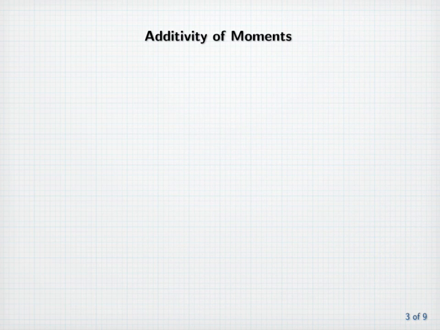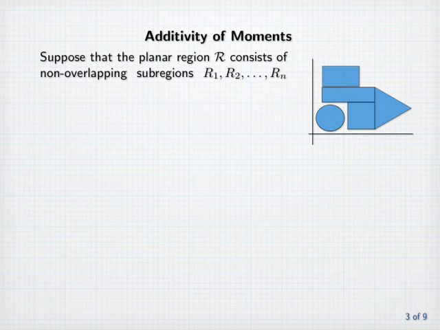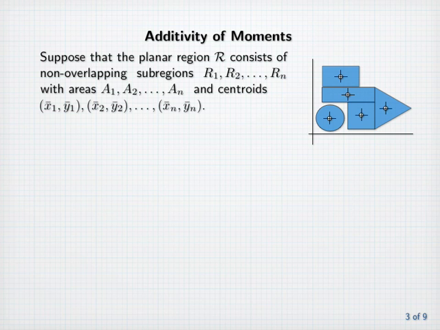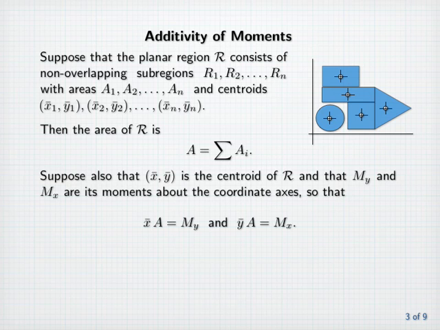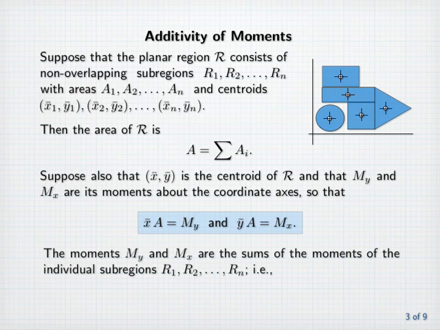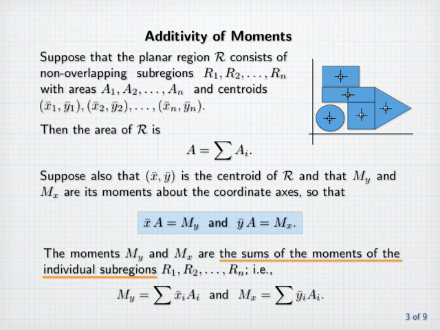Additivity of moments. Suppose that the planar region R consists of non-overlapping subregions R1 through Rn with areas A1 through An and centroids (x bar 1, y bar 1) through (x bar n, y bar n). Of course, the area of R is the sum of the areas of the individual subregions. Suppose also that (x bar, y bar) is the centroid of the full region R, and that M_y and M_x are its moments about the coordinate axes, so that x bar times A equals M_y and y bar times A equals M_x. Now the moments M_y and M_x are the sums of the moments of the individual subregions R1 through Rn. That is, we can express our moments as M_y equals the sum of x bar sub i times A sub i, and M_x is the sum of y bar sub i times A sub i. So notice now that we have two ways of expressing each of these moments.